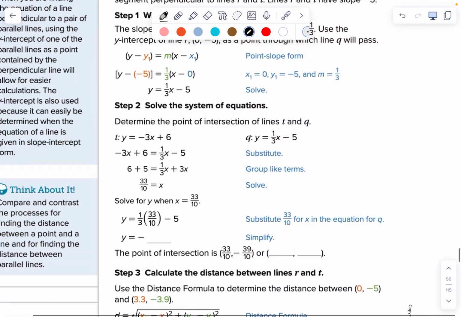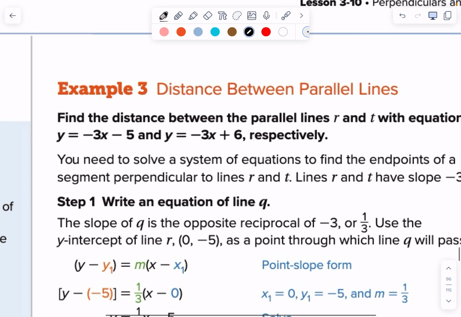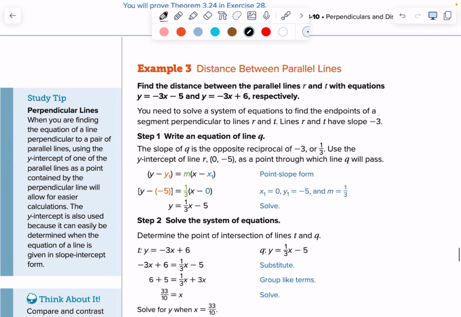Oh gosh, we don't have a graph. Okay, here we go. Example 3. You got to flip a couple pages. I'm skipping a lot. This is the last example, example 3. Ready? Last example, example 3, and you need to graph.